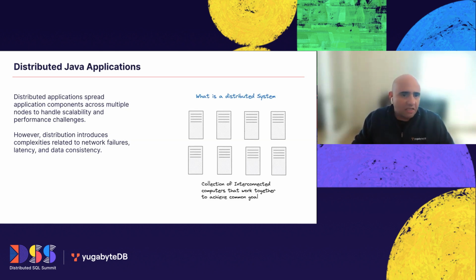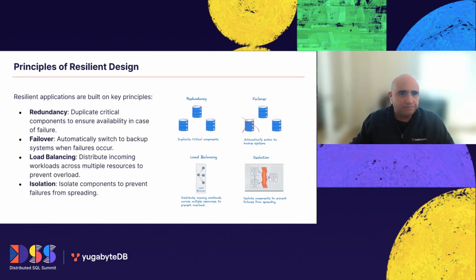Take a look at this simplified architecture diagram on the side. In this diagram, we have multiple nodes or servers, each handling a different part of the application. The distribution of tasks allows us to scale horizontally, which means we can handle increased workloads by adding more nodes. However, with great power comes great complexity. The moment we start distributing our application, we introduce a whole new set of challenges. Things like network failures, latency, and data consistency become real concerns that we need to address. And that's what we'll be exploring in the upcoming slides.